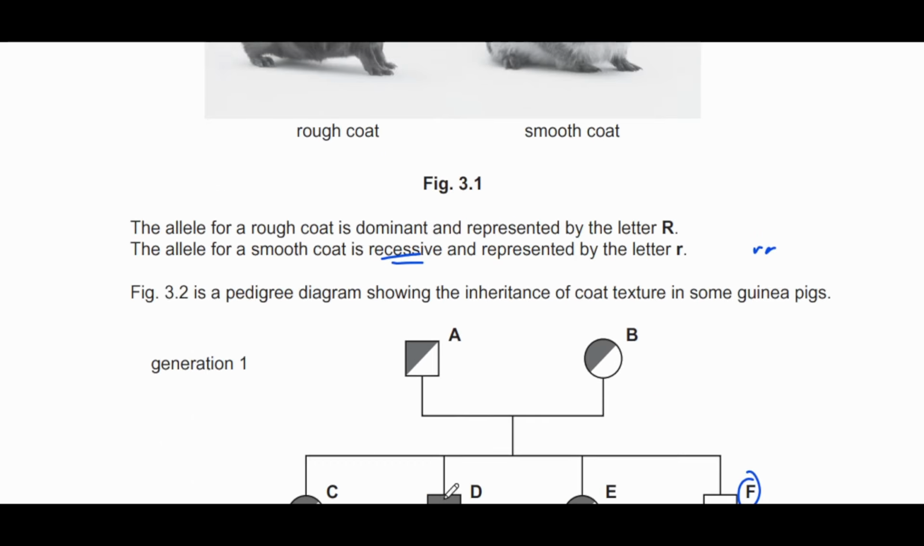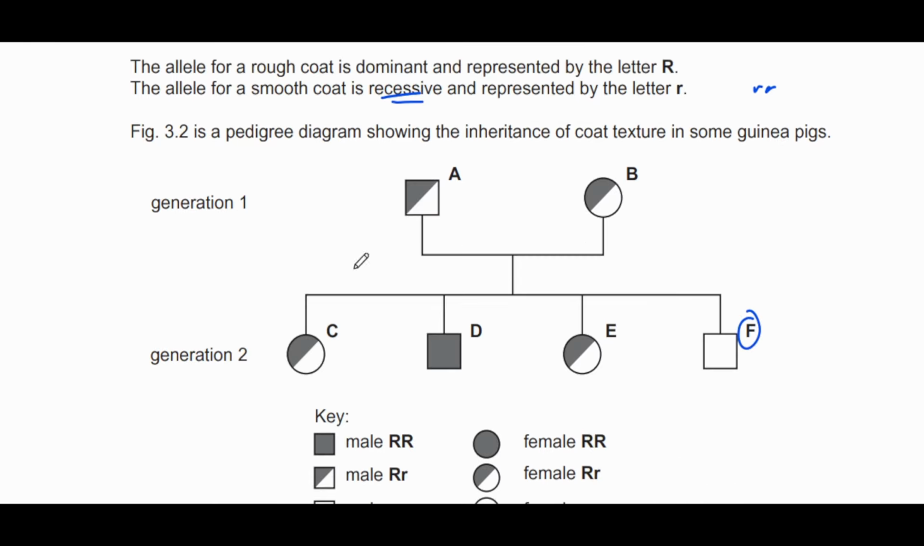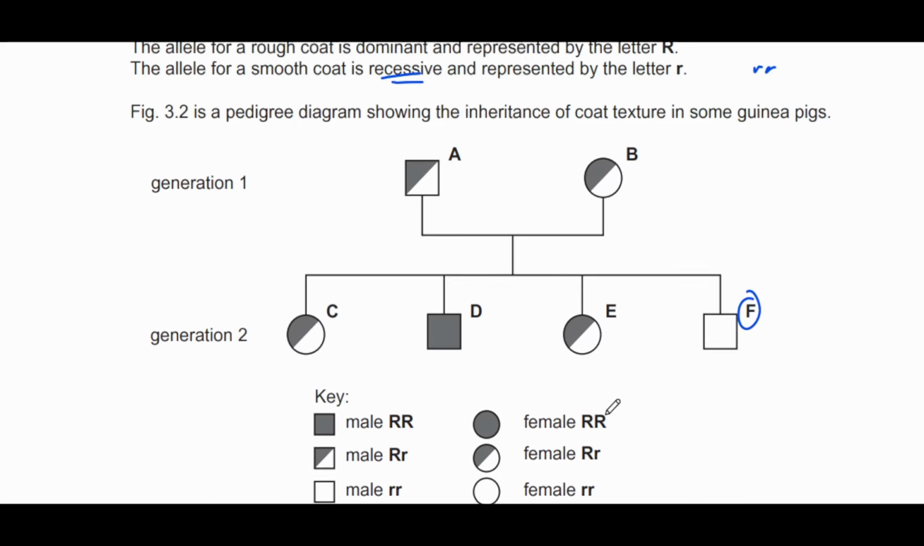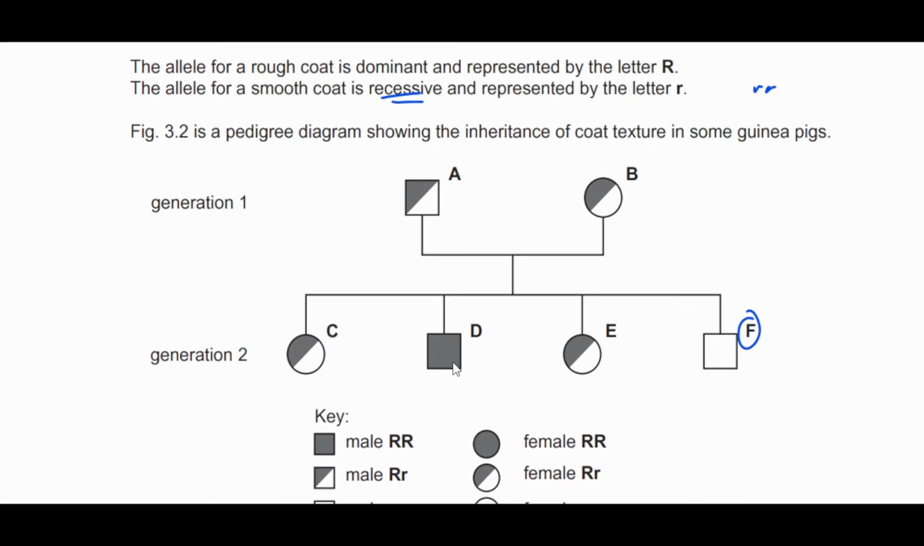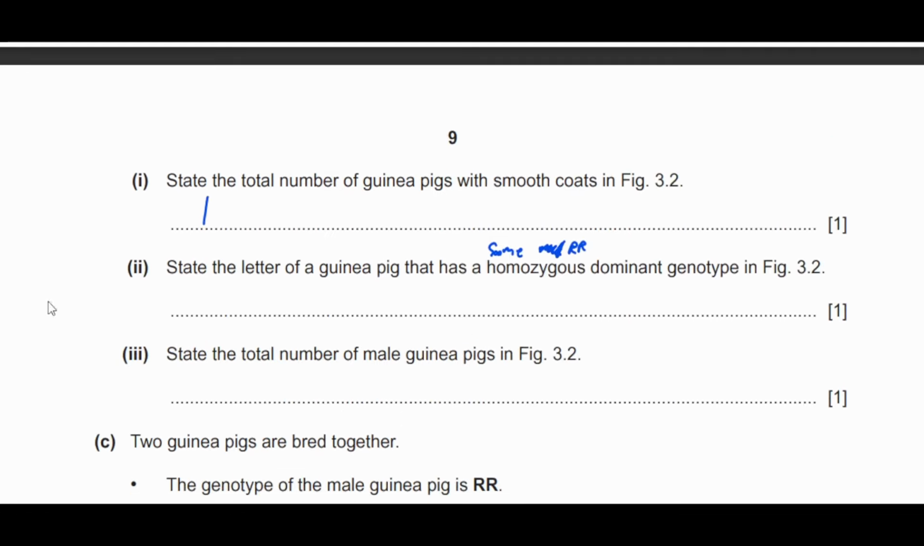Okay, so which of these guinea pigs are big R, big R? The only one is D, which is fully gray. Okay, so for question 2, the answer is D.